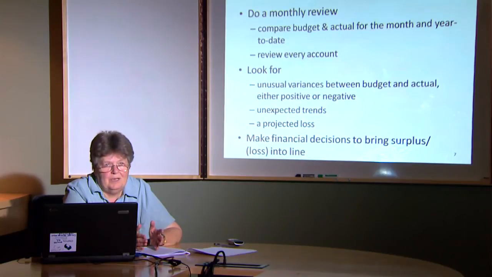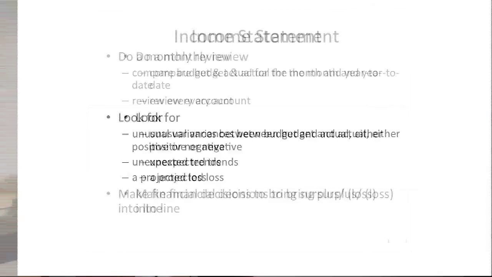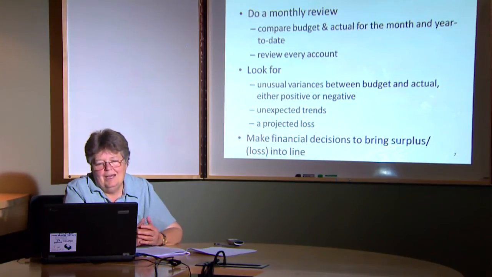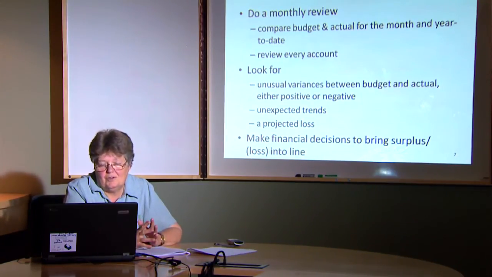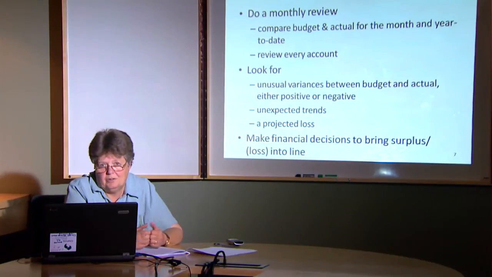And you want to look at every account. Don't ignore this. So you're looking for unusual variances between the budget and actual, either positive or negative. They shouldn't be either way. If you have a huge positive balance on your budget, you want to know what you planned to do that you're not doing. So it's just as much of a concern, and you have every reason to expect from your management that they will have an explanation for these kinds of large variances.